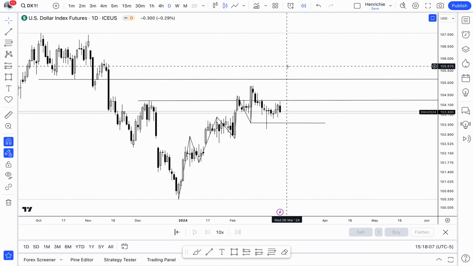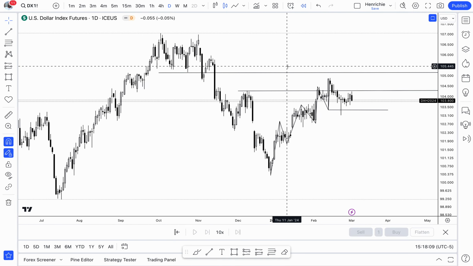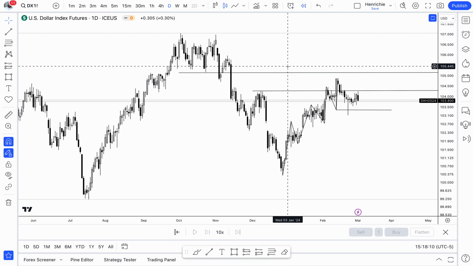In this video, I'm going to talk about my analysis on the dollar and what I'm looking forward to see in the marketplace. So currently we're on the daily time frame on the dollar, and as you can see right here, we created a low, a high, a low, a high, a low, and then this right here, this high, this low, and this high.